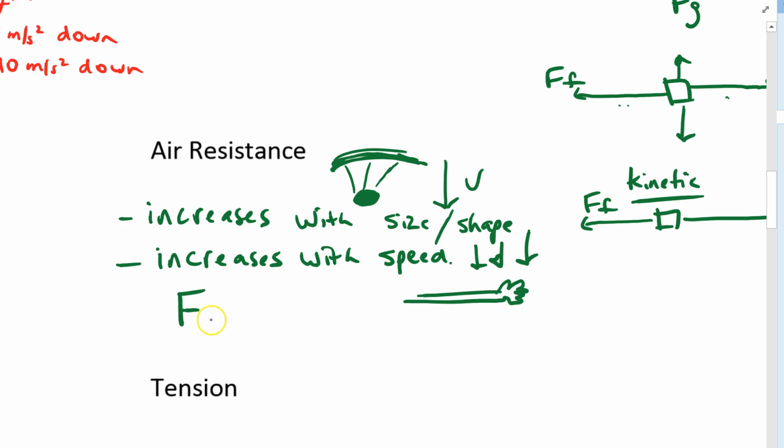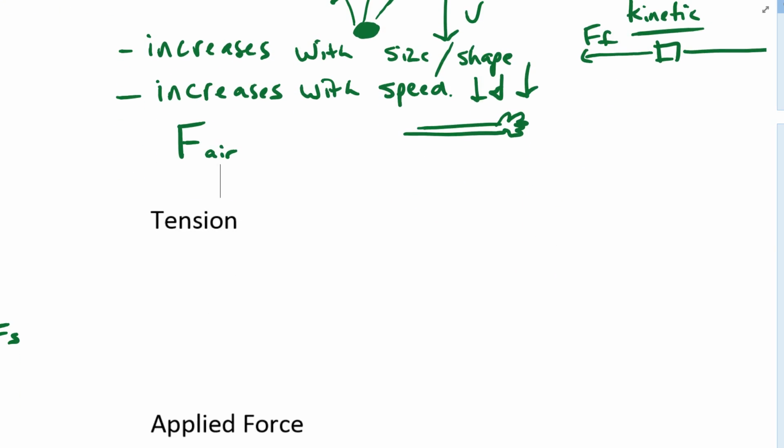Usually we say F air for air resistance. It's really a type of friction. Tension force, it's about the only one that we don't use F. I just use capital T for tension.